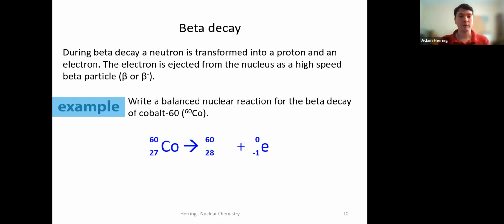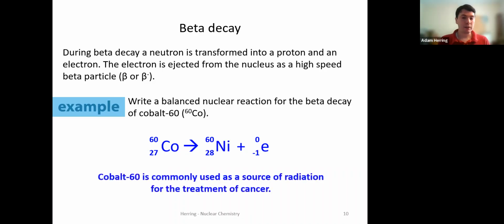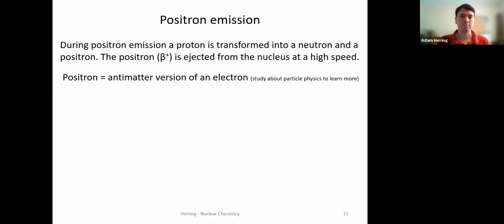The way that you can confirm this is the case, we see that on the left we have 27 protons. On the right, when you add together 28 and -1, you get 27. So what's the 28th element? That would be nickel. This process is actually used very commonly in chemotherapy treatments. So cobalt-60 is a very important isotope for people in the medical industry.